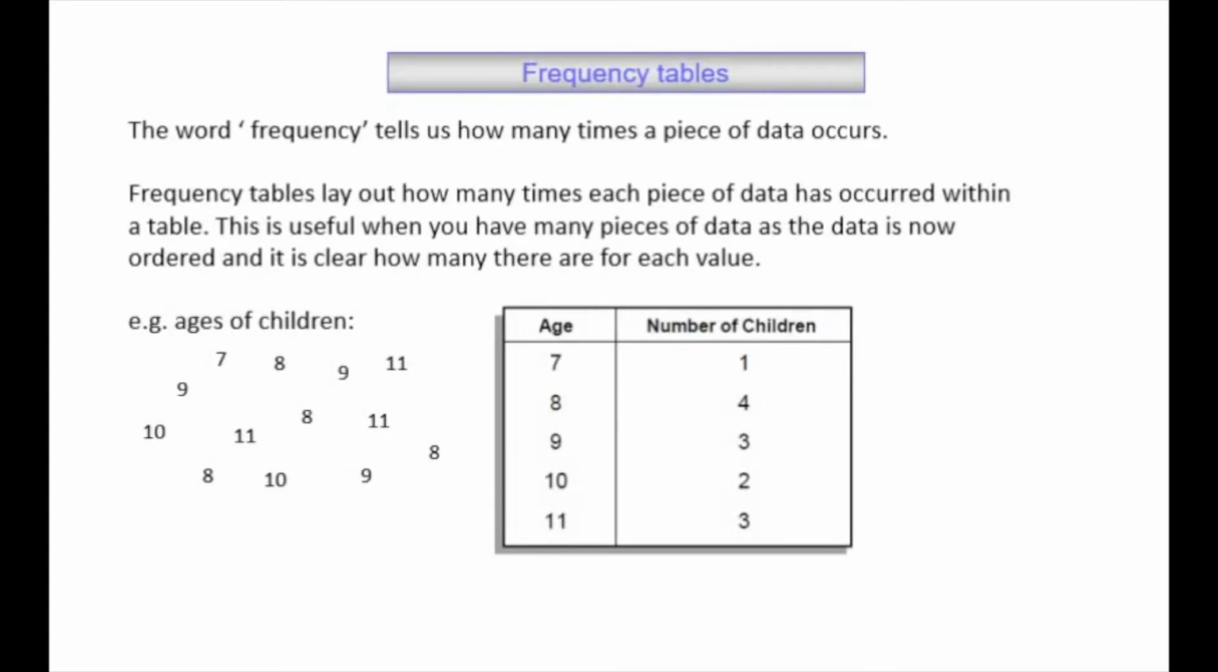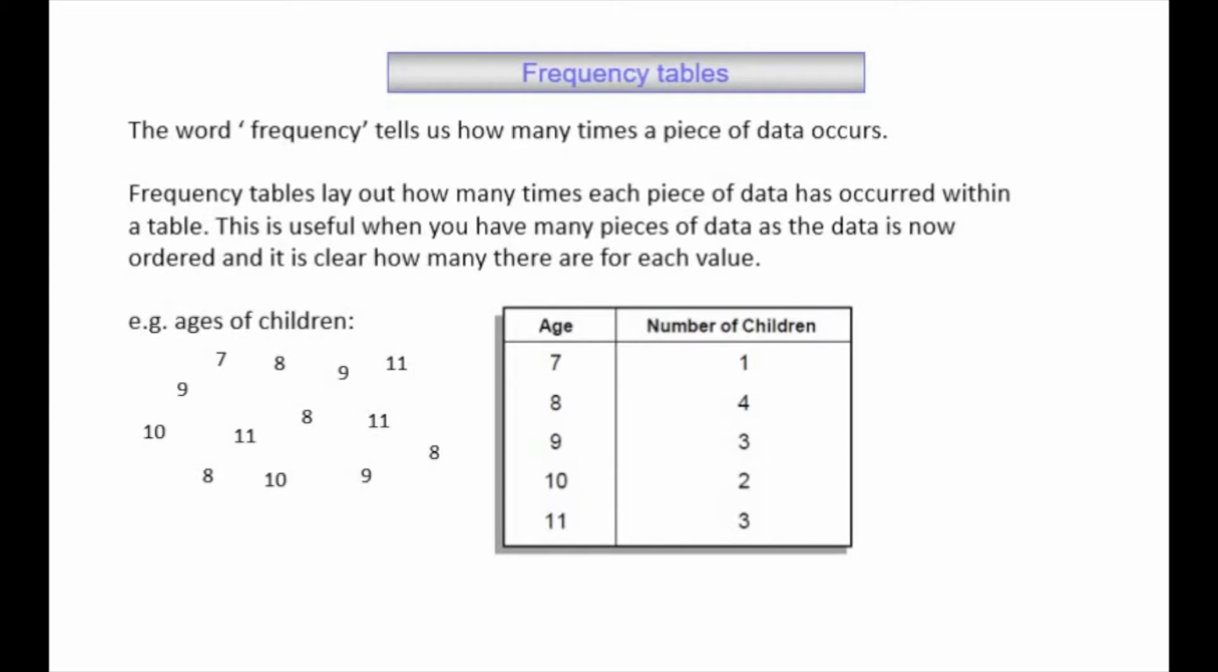Just to have a little look at a couple of pieces of vocabulary then. The word frequency tells us how many times a number comes up in the data, so how many times that piece of data occurs. A frequency table just lays out those pieces of data, telling us how many times they occurred, and they're ordered, so it's nice and clear to see how many there were in the data given originally.